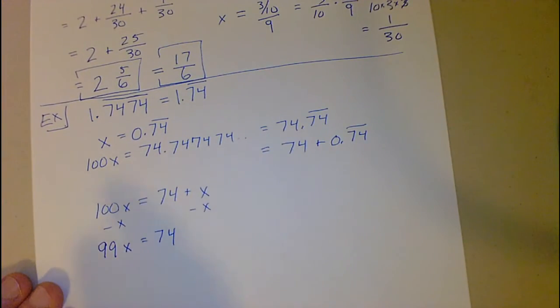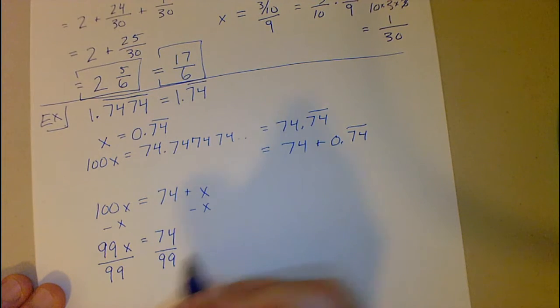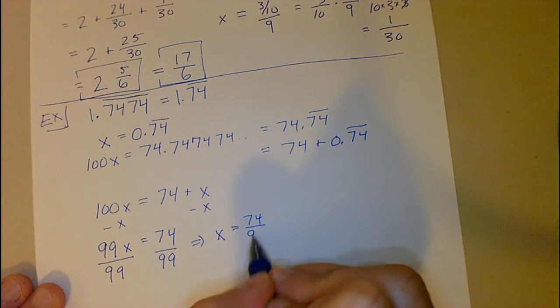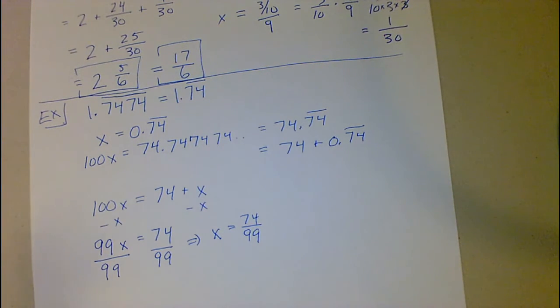And I can now solve for x. I can divide both sides by 99. And I get x equal to 74 over 99. Now here's the thing. That's the fraction representation of it. We don't know right now, or at least I don't know right now, without some thought, whether or not that is a reduced fraction. That's usually a good idea, to reduce your fractions.